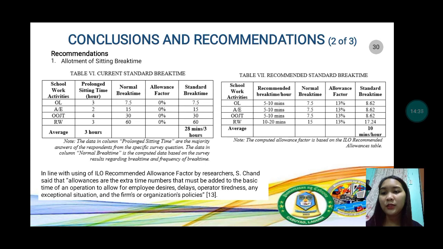In line with the use of the ILO recommended allowance factor by researchers, S. Chan said that allowances are the extra time that must be added to the basic time of an operation to allow for an employee's personal needs, delay, operator's tiredness, and exceptional situations in the firm's organization policies.